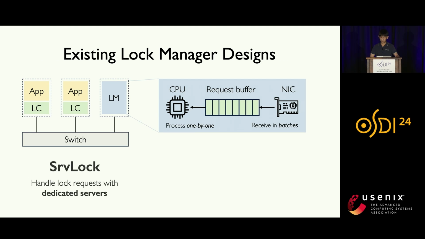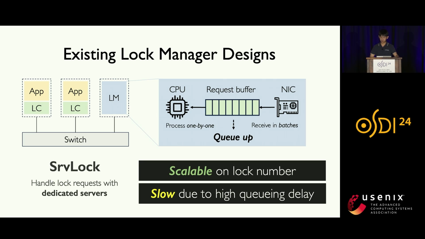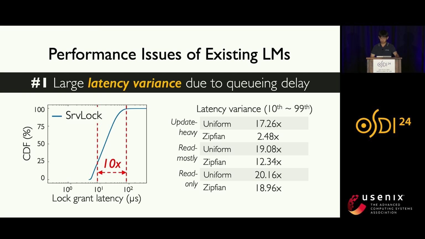The conventional log manager design is placing all of the logs on dedicated servers, so we call this approach server log. While being scalable on the log number because servers have sufficiently large DRAM, server log is slow because it relies on server CPU for processing log requests, which is not fast enough. So the requests will queue up in the request buffer under heavy loads, causing high queuing delay. According to our micro benchmark, due to this queuing delay, server log exhibits more than one order of magnitude latency variance under various read-write ratios and various skewnesses.